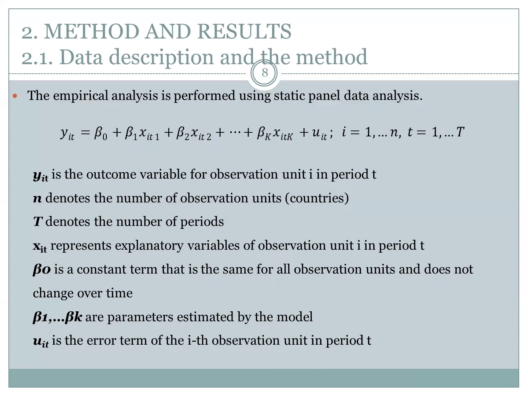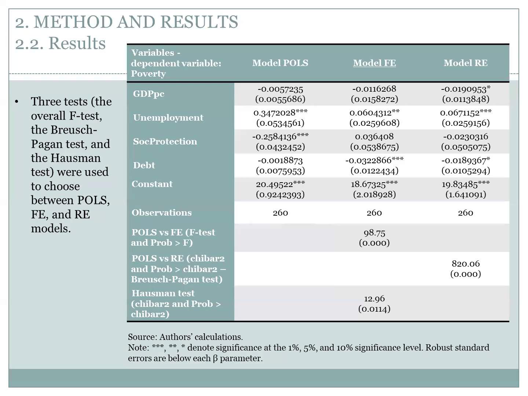As I said, we used panel data analysis, and we formed 3 models, and you can see the results of these 3 models in this table. And we used 3 tests to choose between the ordinary least squares, fixed effect and random effect models, and the results of the F-test, Breusch-Pagan test, and Hausman test directed us to focus on the fixed effect model. As we can see in this model, some of the variables have a statistically significant impact and others do not.